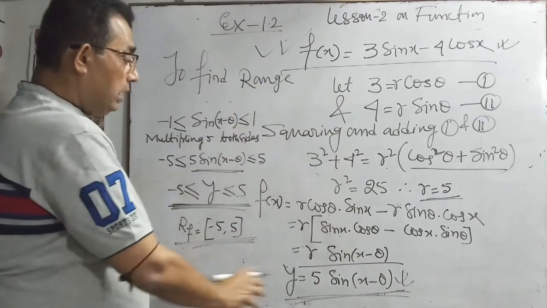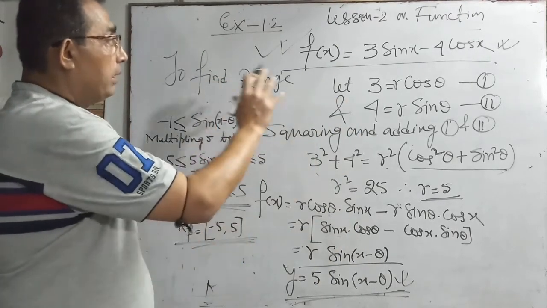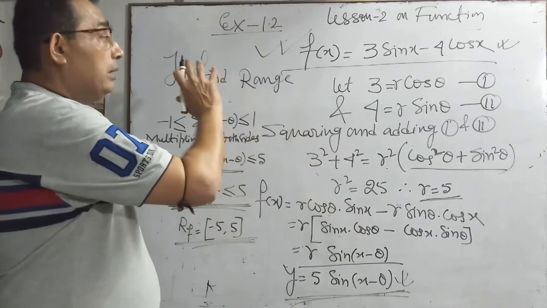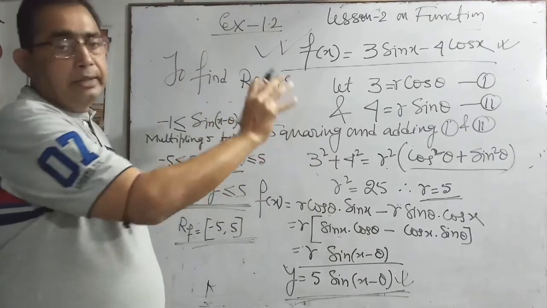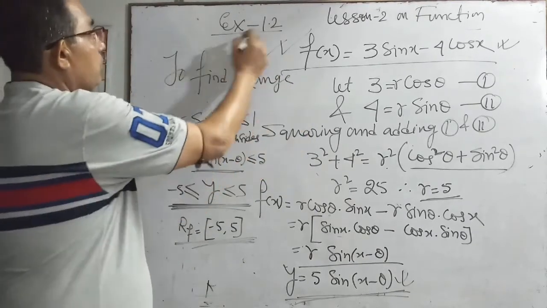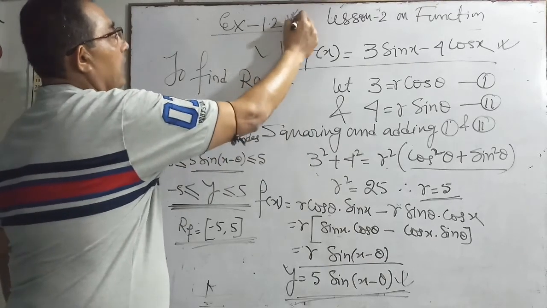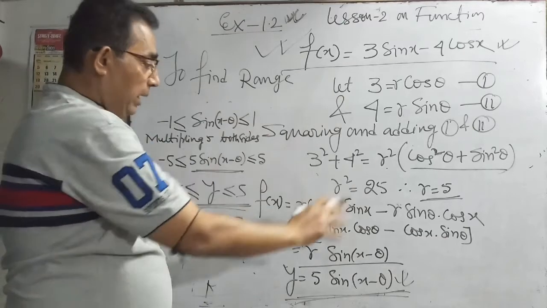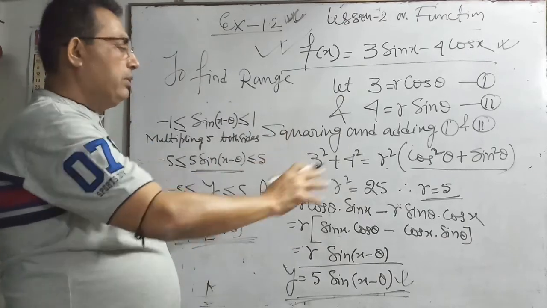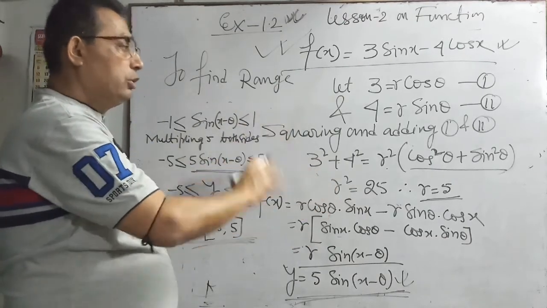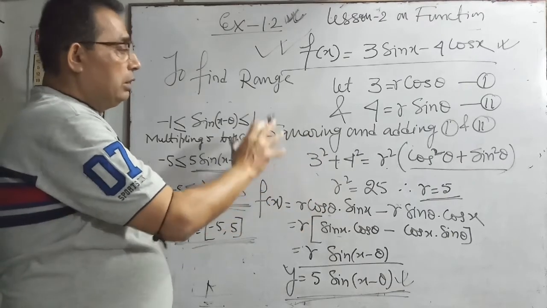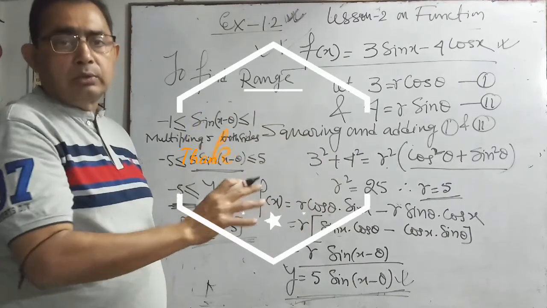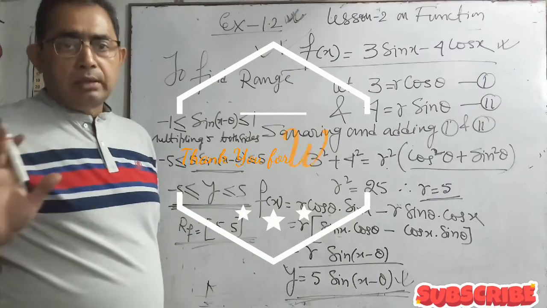Clear? This is the process of calculating the domain and range. In exercise 1.2, I have tried to solve almost all the questions. You also practice all the questions. The same questions are given there. You do it. I think you will be able to solve all the questions. Understood? Thank you, student.